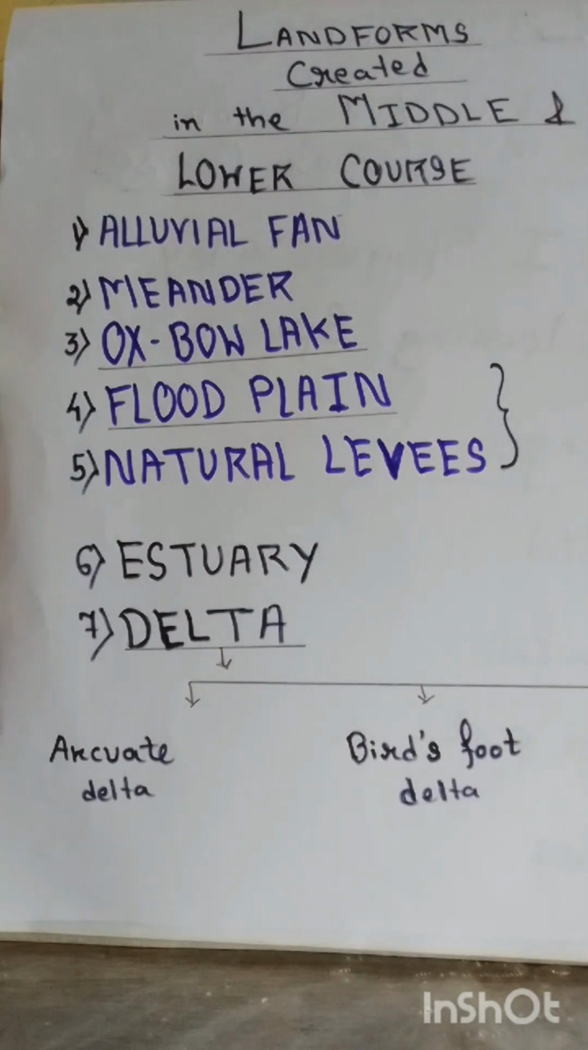But in today's video, what I am discussing is the middle course of the river. There are mainly 5 landforms: alluvial fan, meander, oxbow lake, floodplain and natural levees. Among these 5, I am discussing the oxbow lake and floodplain. So how do oxbow lakes form?